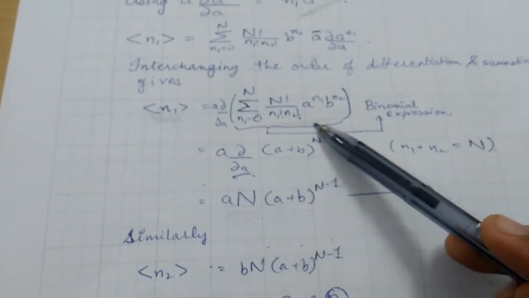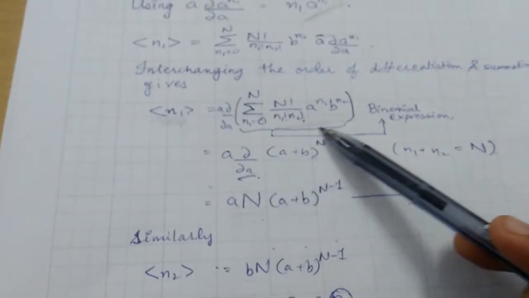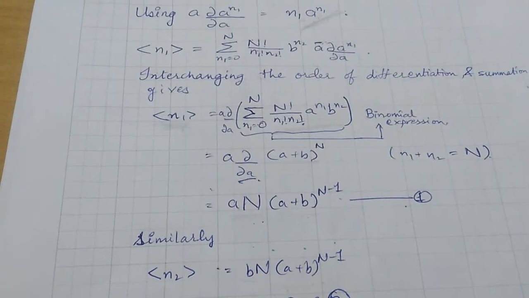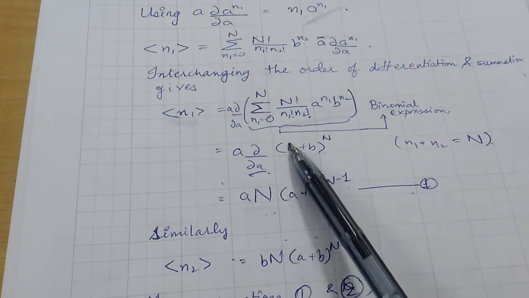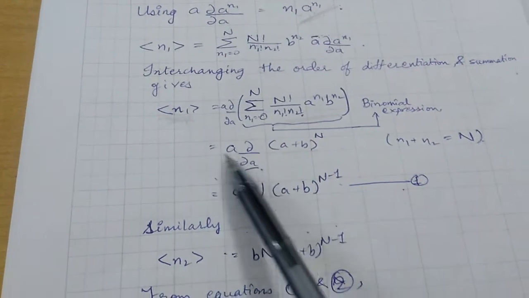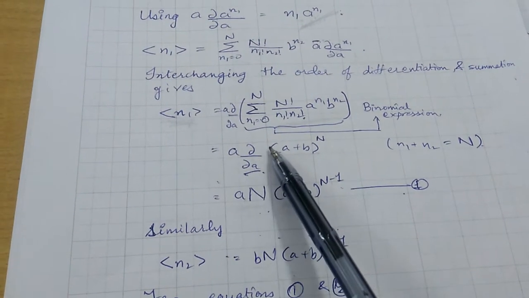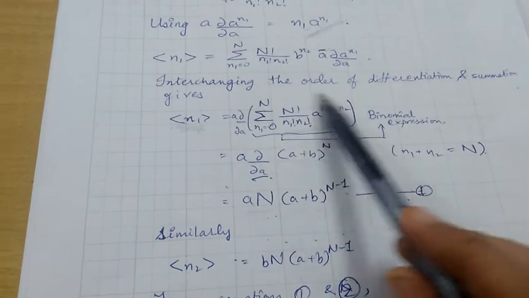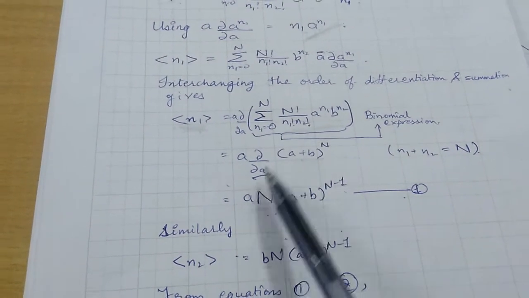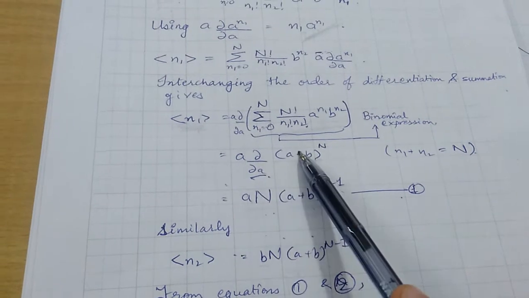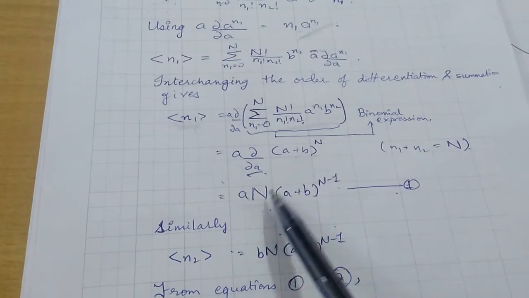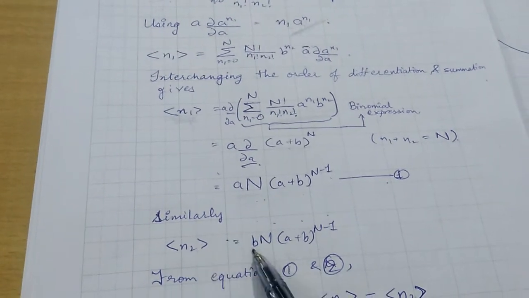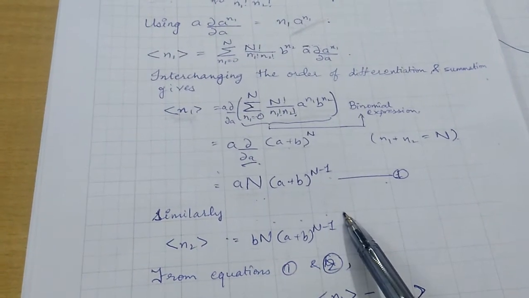Now this summation over here, this is a binomial expansion. So what do you see? A times del by del A of A plus B raised to n. That's the short of this binomial expansion. Now applying the differential over here gives me A times n times A plus B raised to n minus 1. Similarly, n2 can be written as B times n times A plus B raised to n minus 1.